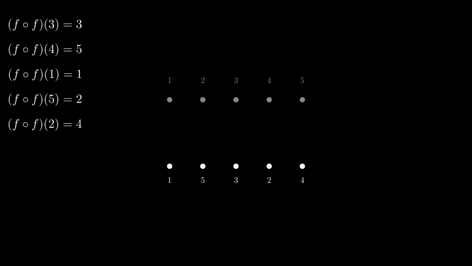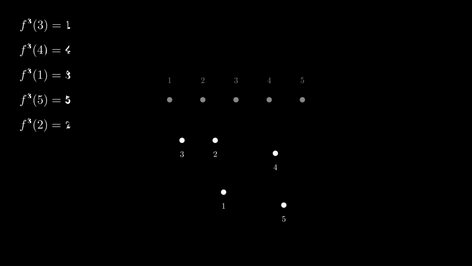Let's leave a copy of our objects above and apply our permutation again. Since dot 3 is below the duplicate dot 1, we can say that f of 3 equals 1. Similarly, we can also see that f of 4 equals 2, f of 1 equals 3, and so on. Essentially, f of something is where that something will be after one application of the permutation. Likewise, f squared of something tells us where that something will be after 2 applications of the permutation, and so on.